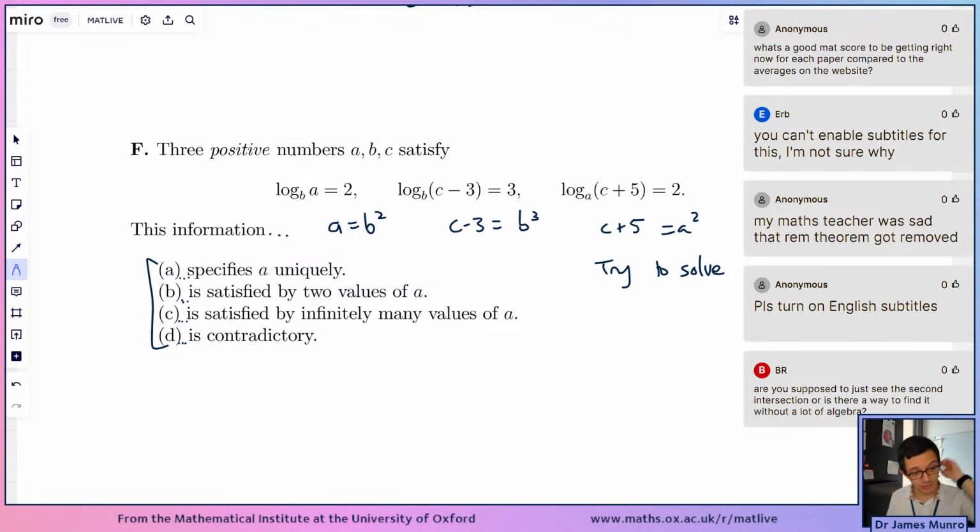You can't enable subtitles for this. Not sure why. Oh, I've no idea why that is. I'll have a look in my settings to see if I've disabled it. I haven't meant to. Yeah, cool. Right, how am I going to remember to do that? Subtitles. Enable subtitles? Question mark. What's a good math score to be getting right now for each paper compared to the average on the website? I don't know. If you're getting 50 at the moment, then that'd be pleasing, but it's quite hard to mark your own work. Cool. Very quick break.